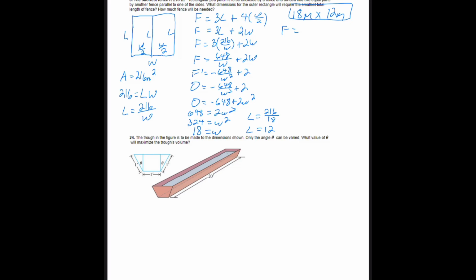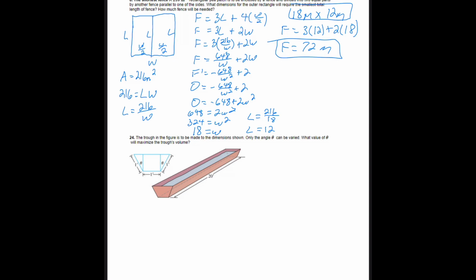So we've got that the outside needs to be 18. To answer the first question, 18 meters by 12 meters is the dimensions, and then the amount of fence is 3 times 12 plus 2 times 18. So that's 72 meters of fencing. Okay. So that's the idea for that one.